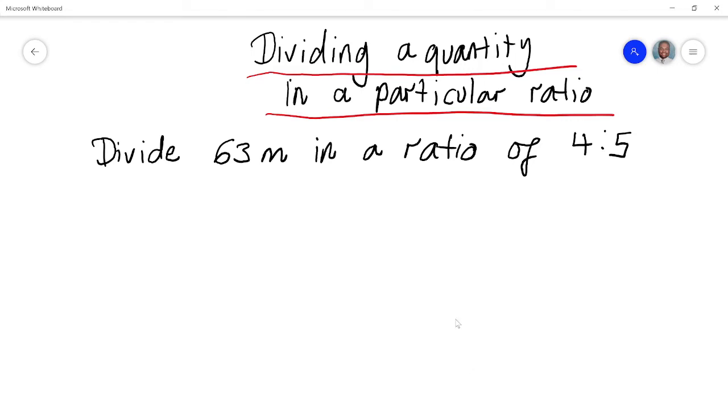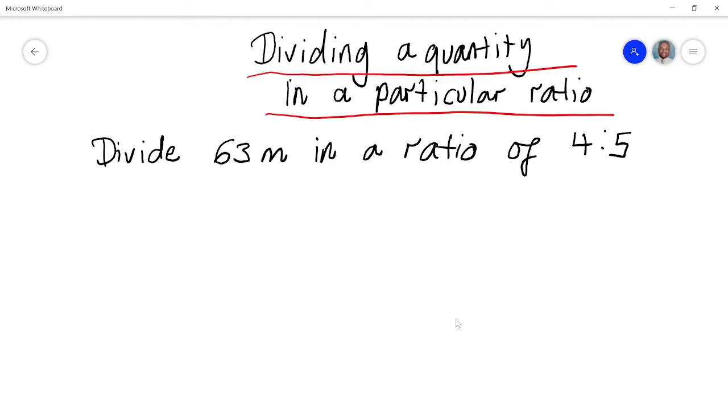Hi guys, in this episode of Shri series, we're going to be talking about ratios and how we can use ratios in a particular question. All right. So let's look at this question here under the topic dividing a quantity in a particular ratio. All right. So here's the first question. Divide 63 meters in a ratio of 4:5.